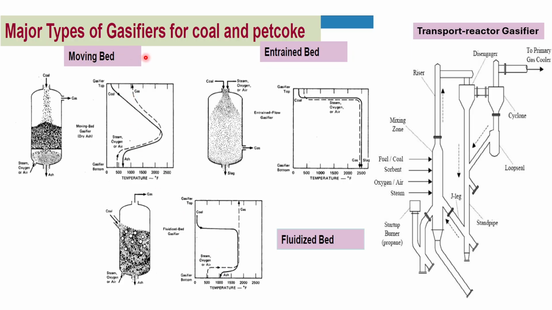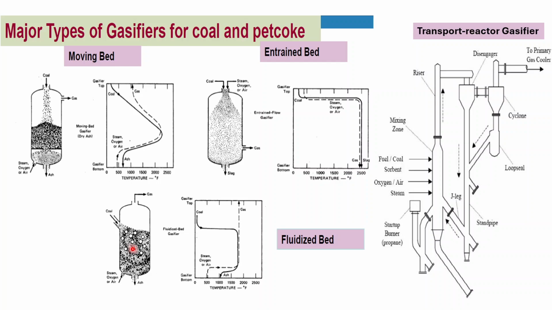So coming on to some major kinds of gasifiers which are used for coal and pet coke, there are basically three types and one modified one. The first one is the moving bed. We introduce the coal from the top and the steam and oxygen from below, and ash is collected below. Here the temperature is low, but in the middle combustion takes place, so the temperature profile clearly shows that the temperature first increases, reaches a maximum, and then starts to decrease in this zone.